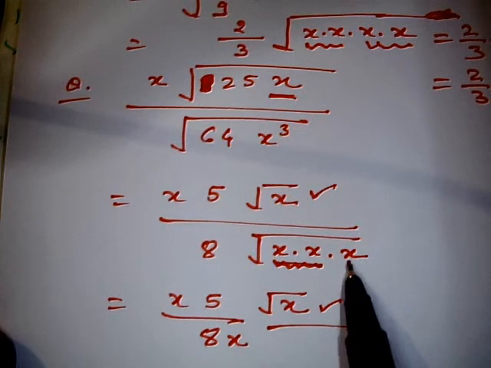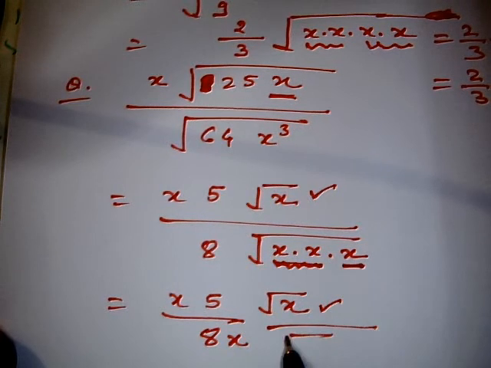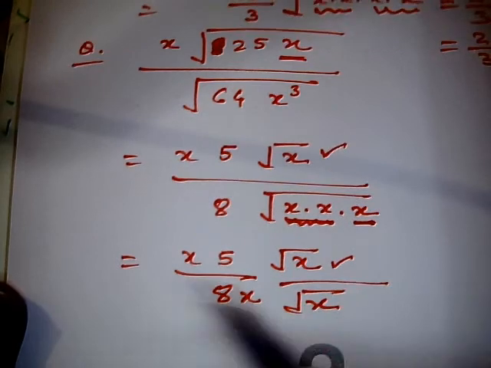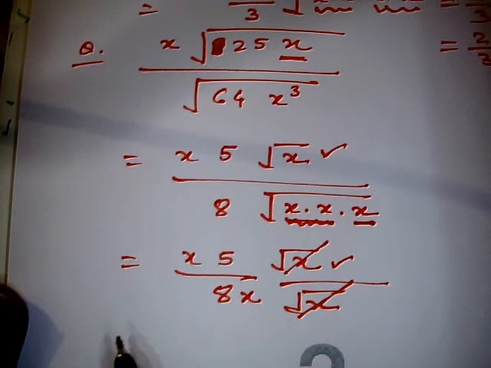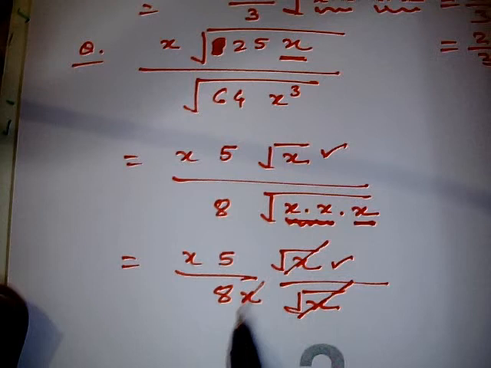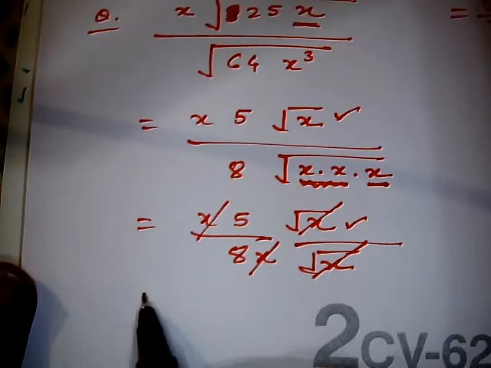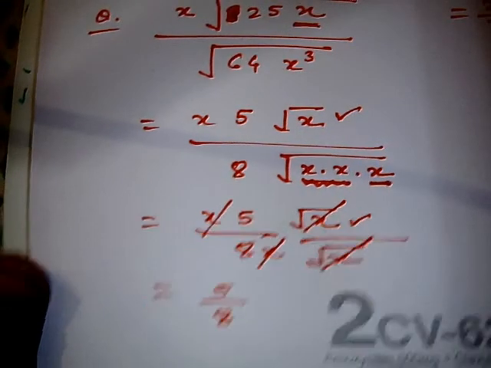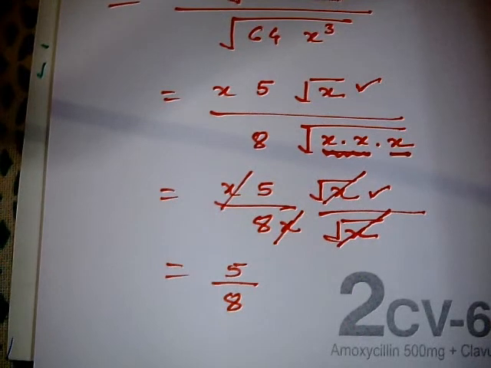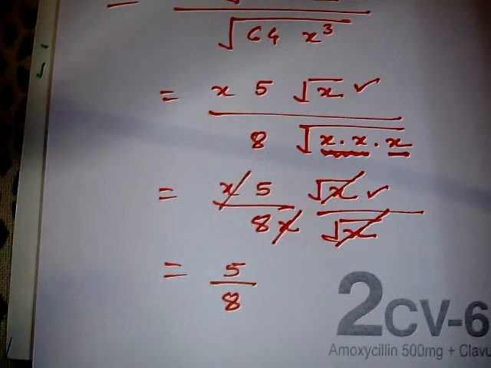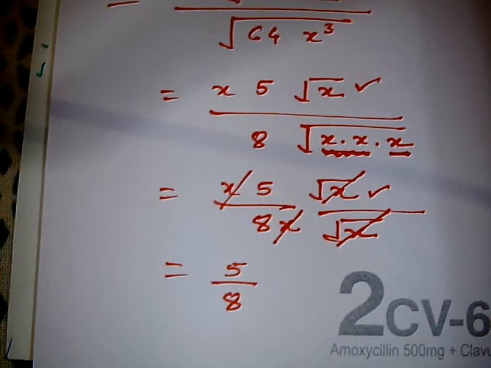Correct. Now this is the same upside and down, so the x cancels out. Now what is left? 5 over 8. This is the way you can solve these questions, and it all depends on how much you practice. The more you practice, the more perfect you will be. There are many ways to combine and to solve, and it all depends on the question. The more questions you do, the better you will be at solving. So try out all these questions and practice more.